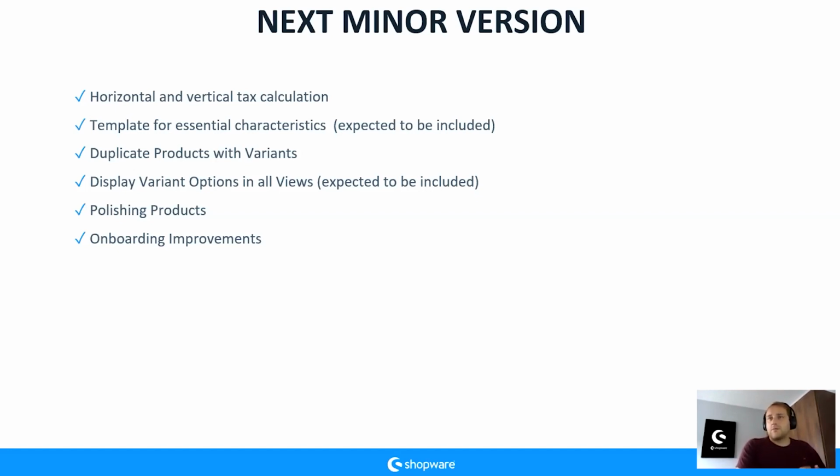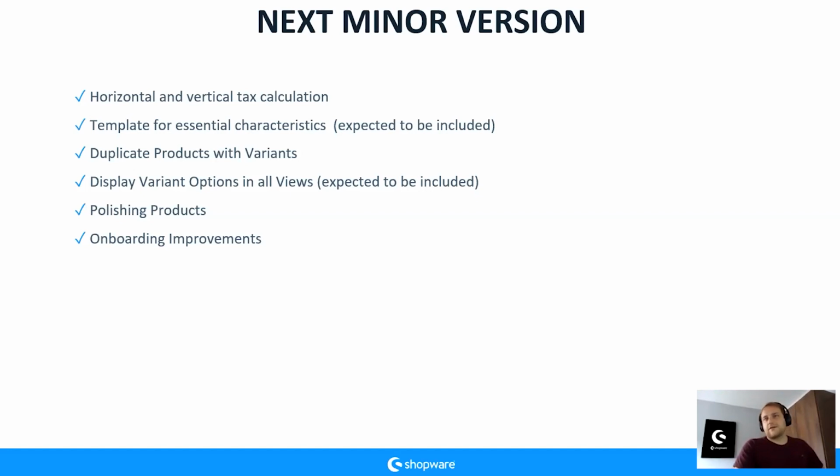Right now, it's only possible to duplicate products without variants. With the next version, the duplication of variants will also be available. Of course, this will be done with a little batch processing or something, so that even bigger variant products can safely be duplicated.